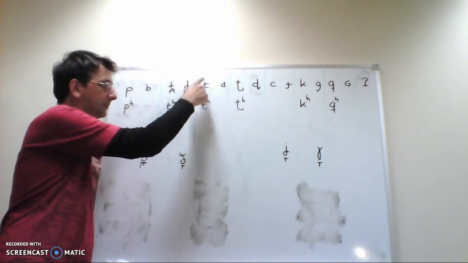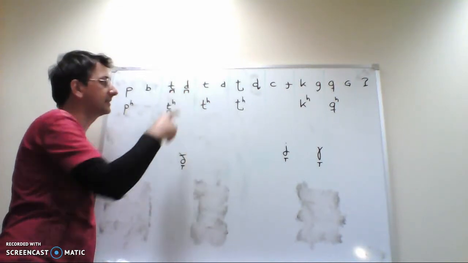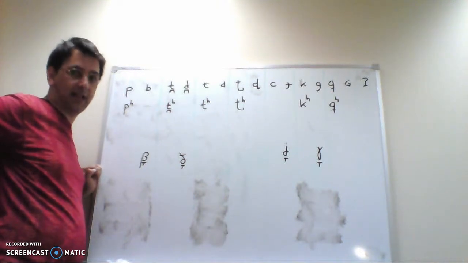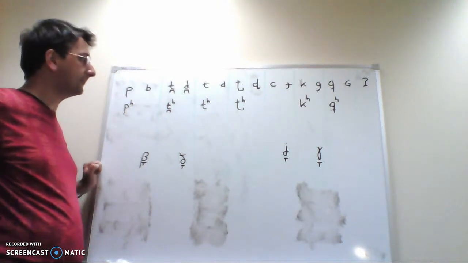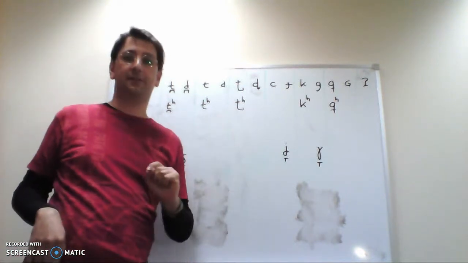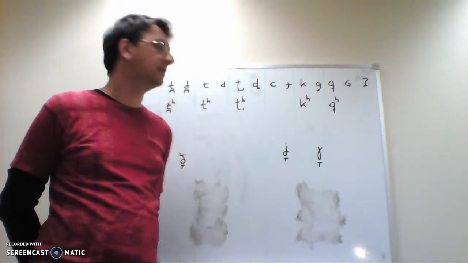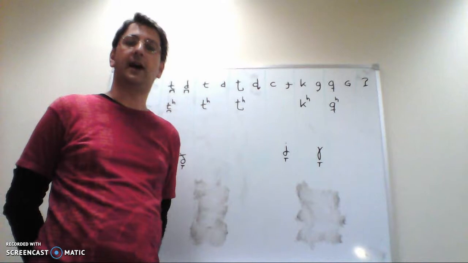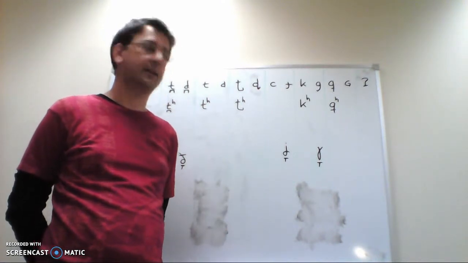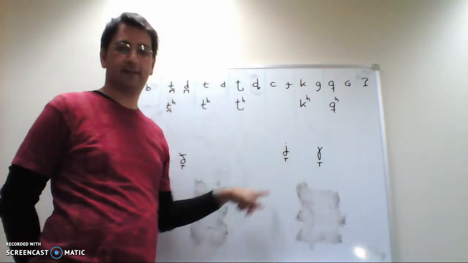So going on with the alveolars, you can also get the aspirated contrast. Ta, ata, ata, at, or ta, ata, ata, at. Okay? And then you can also get the retroflexes. Ta, ata, ata, at. Da, ada, ada, ad. Or ta, ata, ata, at. Okay. Now, these are the palatals.